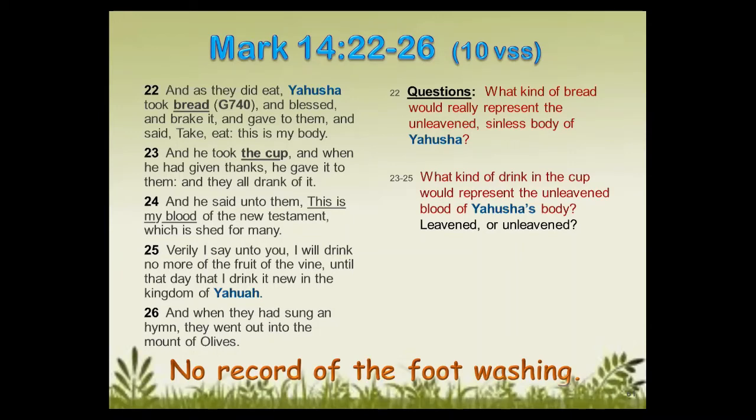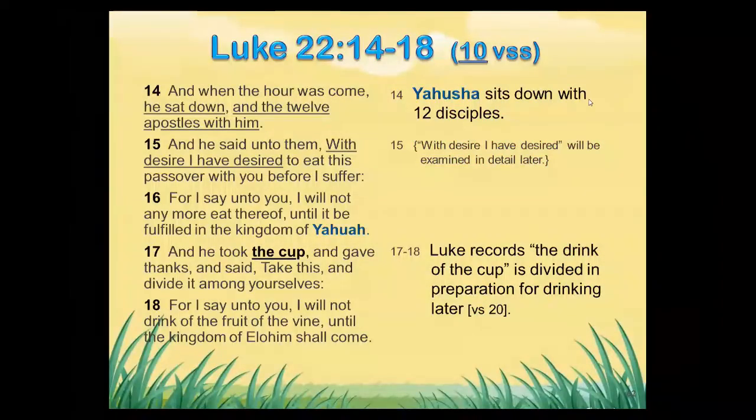Well, let's take a look at Luke. He has 10 verses that describe this event. And again, the same thing. We have Yahushua sitting down with his 12 disciples, but Luke has something interesting here. Let me read it in verse 15. He had sat down with the 12, and then he said, with desire, I have desired to eat this Passover with you before I suffer. We're going to look at this in a lot more detail a little bit later on.